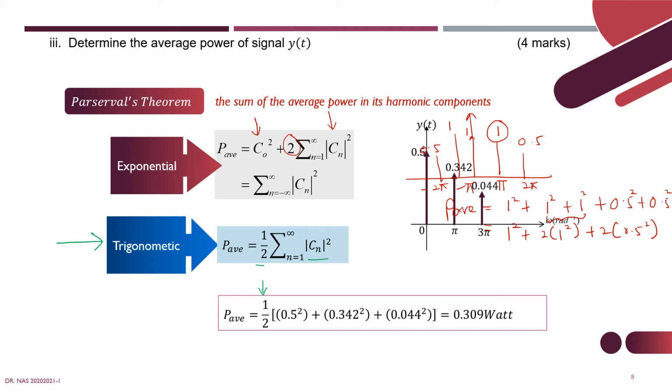So you have C naught squared, which is 0.5 squared. This is C naught squared plus your C pi, which is 1, C pi squared, plus C 3 pi squared. Okay, so you get the average power for the output signal y(t) equal to 0.309 watt.